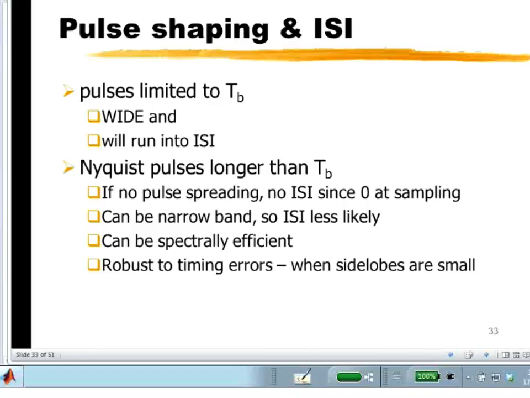And they can be narrow band. We saw that the ideal one is very narrow band, so ISI will be less likely because I'm taking up less space in the frequency domain. Historically, optical channels were very, very wideband, and we didn't worry about this spectral efficiency. But now as we're going into more dense packing of spectrum, having spectrally efficient pulses is more important. And also, they can be more robust to timing errors if we do our choice correctly, which can also be very helpful in the system, and I'll show you about that trade-off.